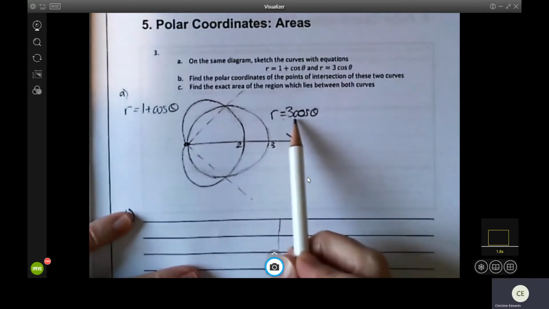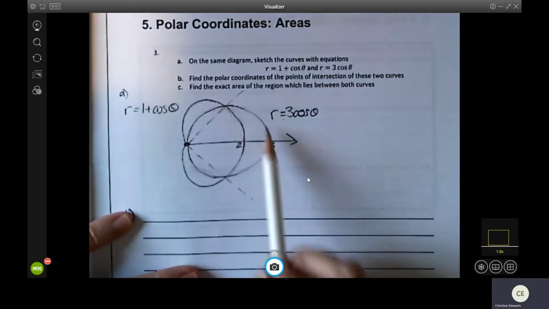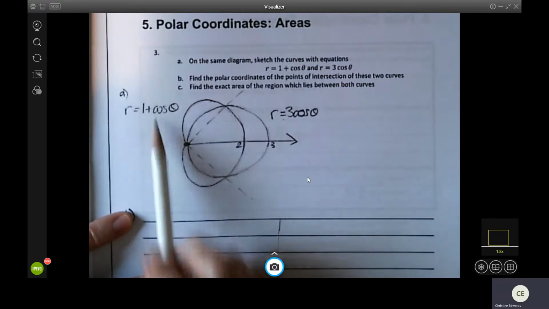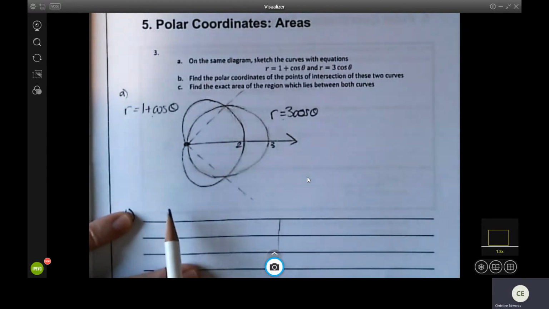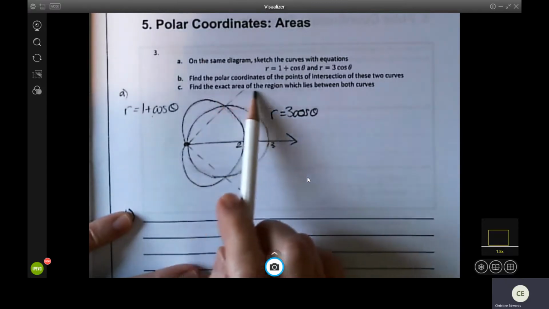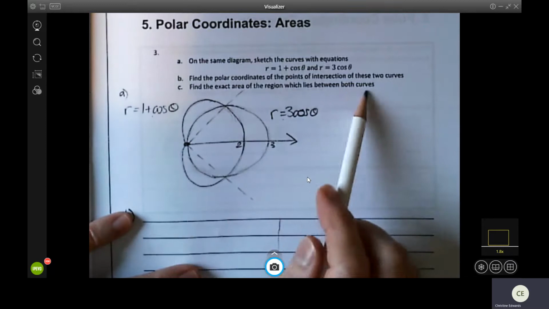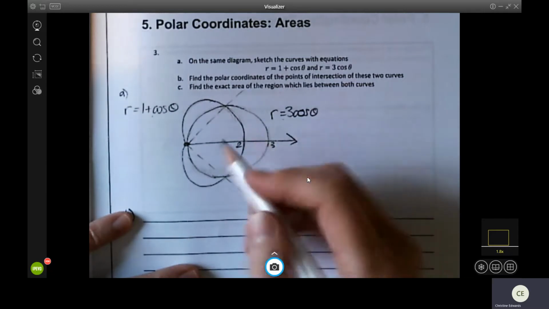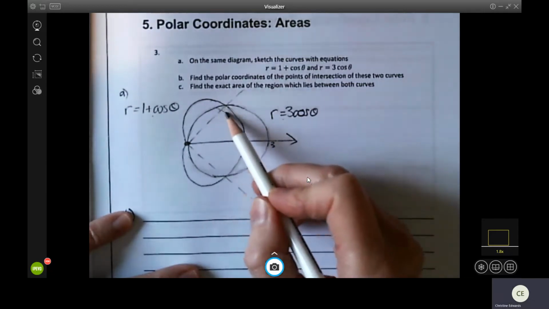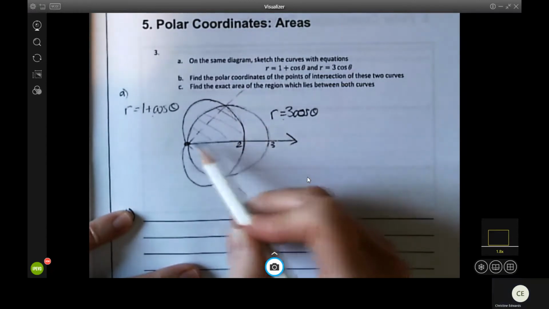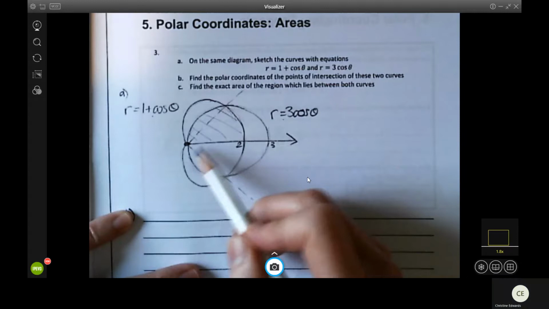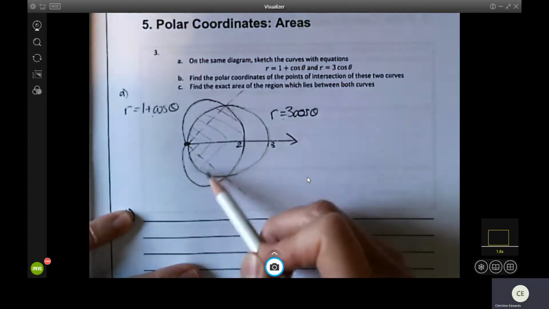So here we have r equals 3 cos theta, which is the circle, and then we've got the cardioid and this equation. Now they're asking me to find the exact area of the region which lies between both curves. So that means the section above, and below the initial line.